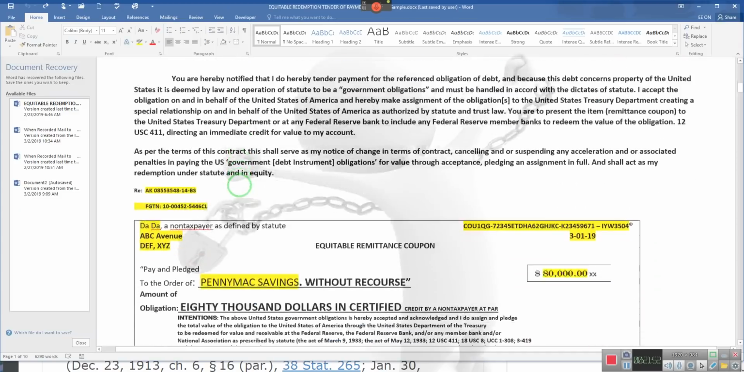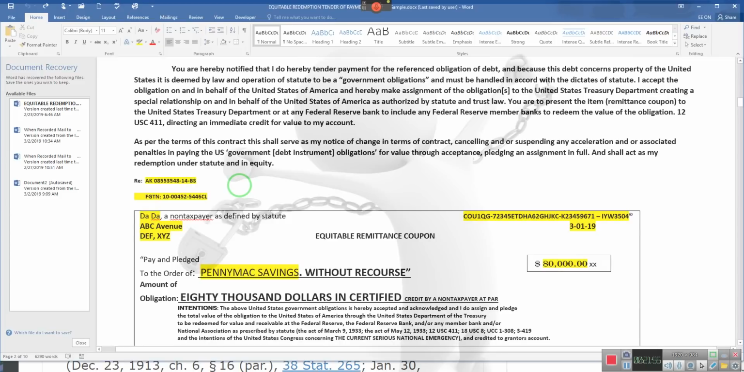Then you're going to put the account number and the account information here where it says RE, reference. Just that simple, nothing complicated. The account number, the account name here. In other words, reference the account number, anything that can tell them where the account is. Then you're going to put your name, your address, your information here.